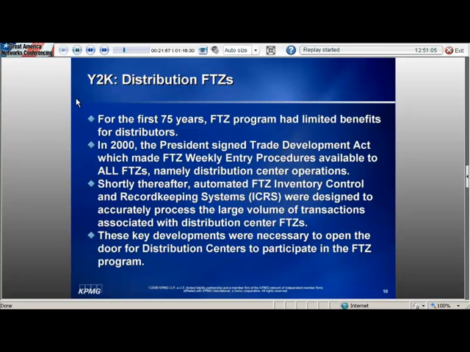And along the same time frame, many service providers started to develop their own automated foreign trade zone inventory control and record-keeping systems, which are really designed to help companies accurately track receipts and shipments, exports, scrap, all different types of transactions that were happening within the foreign trade zone on a very large volume basis. And that really made it easier for a lot of companies to start setting up foreign trade zones. And I believe that those developments were key for opening the door to distribution companies and also retailers for participation in the FTZ program.